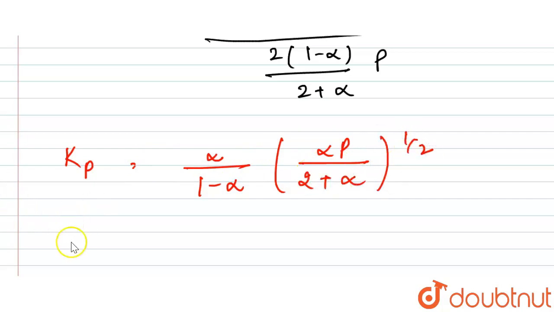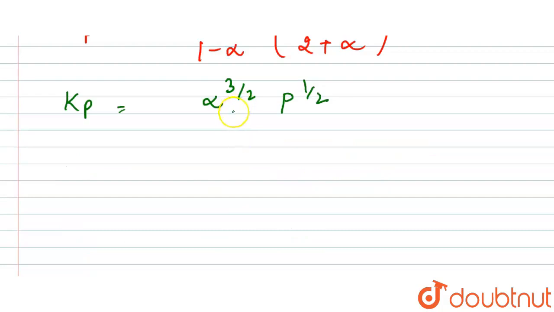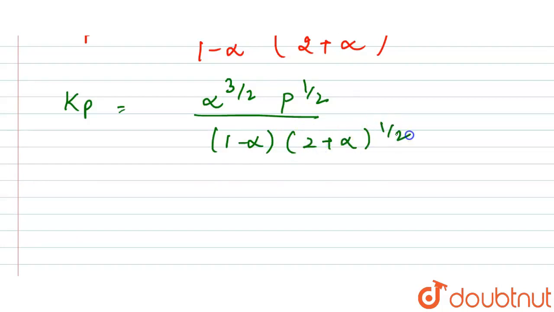Now finally we have the required value of Kp, that is alpha to the power 3 by 2, P to the power 1 by 2, because here we have 1 by 2 plus 1, upon 1 minus alpha, 2 plus alpha to the power 1 by 2. So this is our required value for Kp.